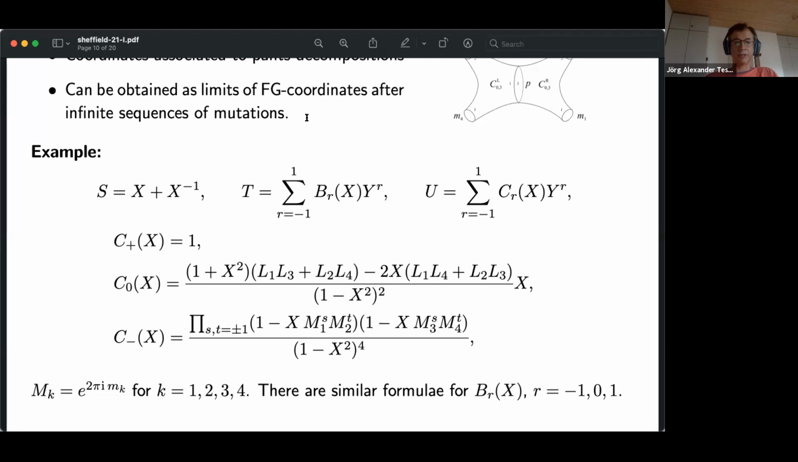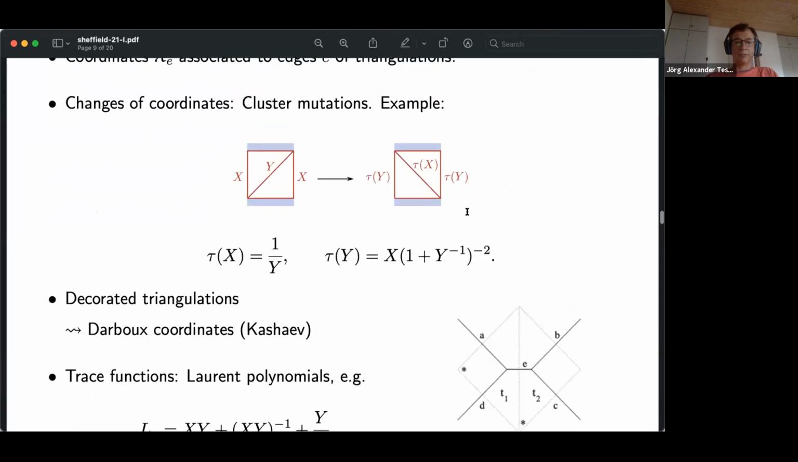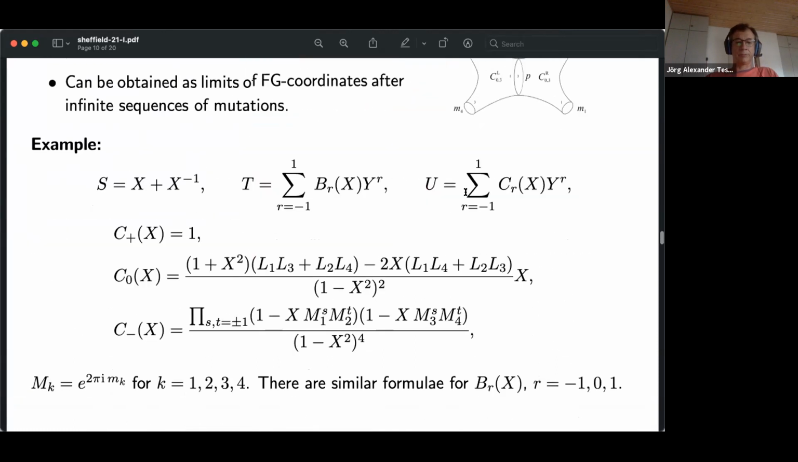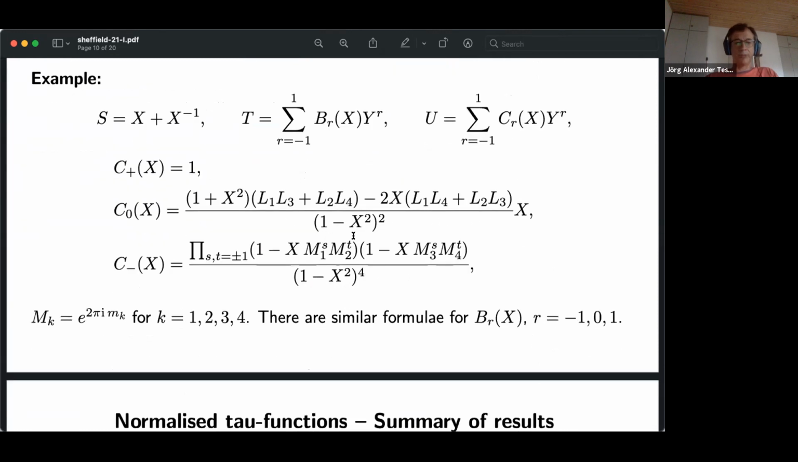One point, maybe a little bit a side remark, but yet I think it's important to stress: the Fock-Goncharov and the Fenchel-Nielsen type coordinates are not from different planets. In the end, you should better think of them as being closely related. There is a sense in which the Fenchel-Nielsen coordinates are limits of Fock-Goncharov coordinates after an infinite sequence of, say, flips of this type. That makes some sense, and it instructs us to think of these here in some expansion in powers of x.